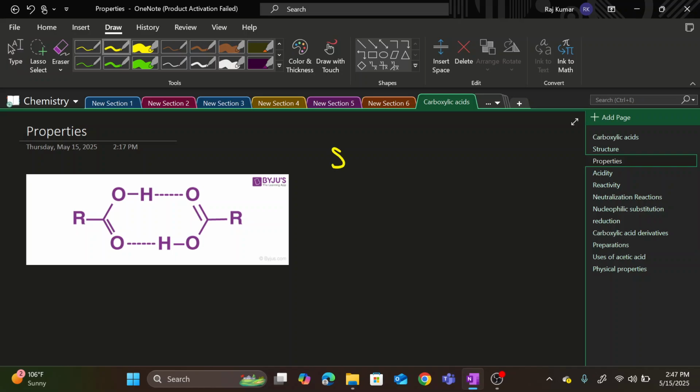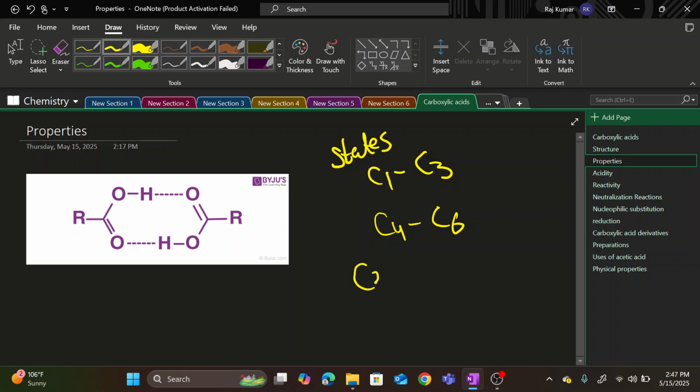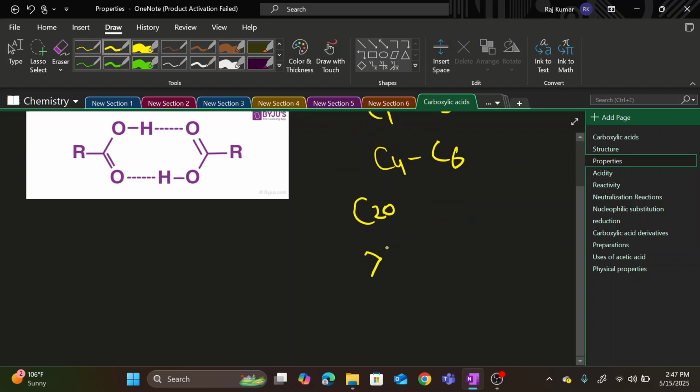Let's move on to what state carboxylic acids exist in. From C1 to C3, they exist as colorless liquids with a pungent smell. From C4 to C6 there's a smell that is also unpleasant, and they are also colorless liquids. Then up to C20 we have liquids. After C20 we have solids.